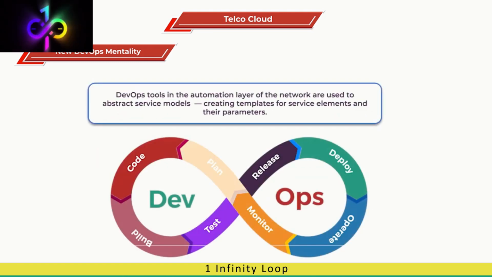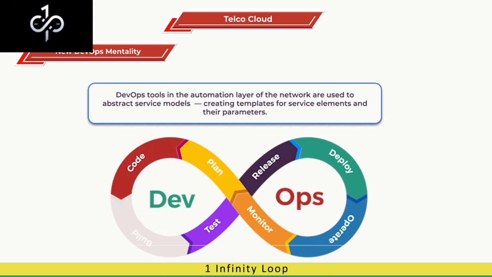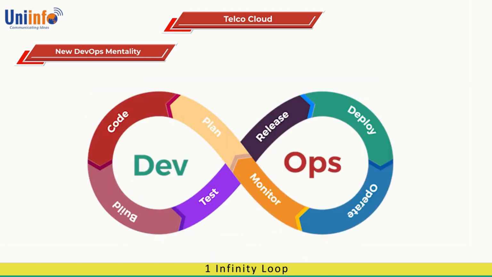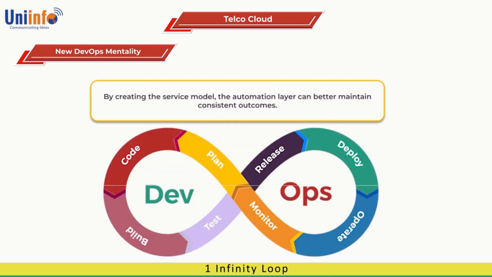DevOps tools, as the automation layer of the network, are used to abstract service models, creating templates for service elements and their parameters. This portable way of describing services provides building blocks of technology-agnostic service component information, policies, and associated contracts. Common among CSPs, the model leverages industry standards like YANG (Yet Another Next Generation) and TOSCA (Topology and Orchestration Specification for Cloud Applications) to ease deployment across varying technologies. By creating the service model, the automation layer can better maintain consistent outcomes.